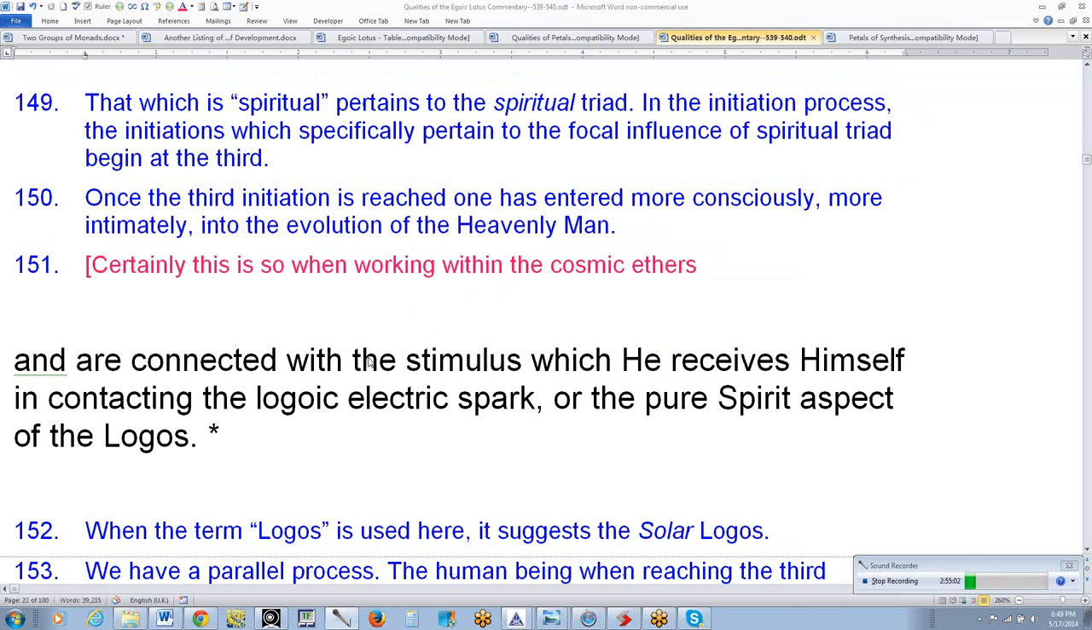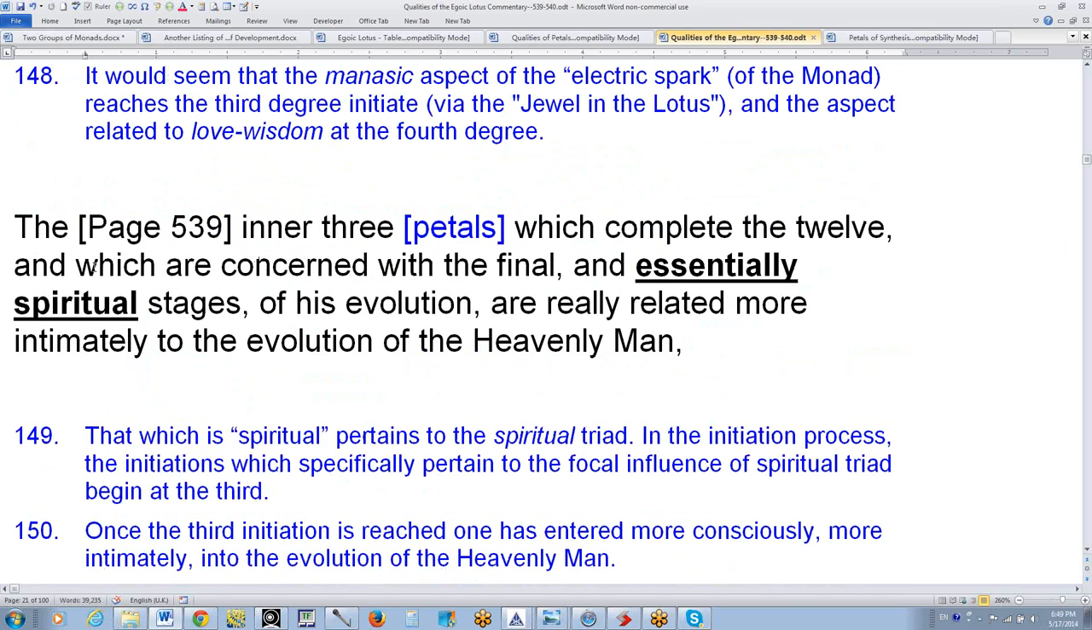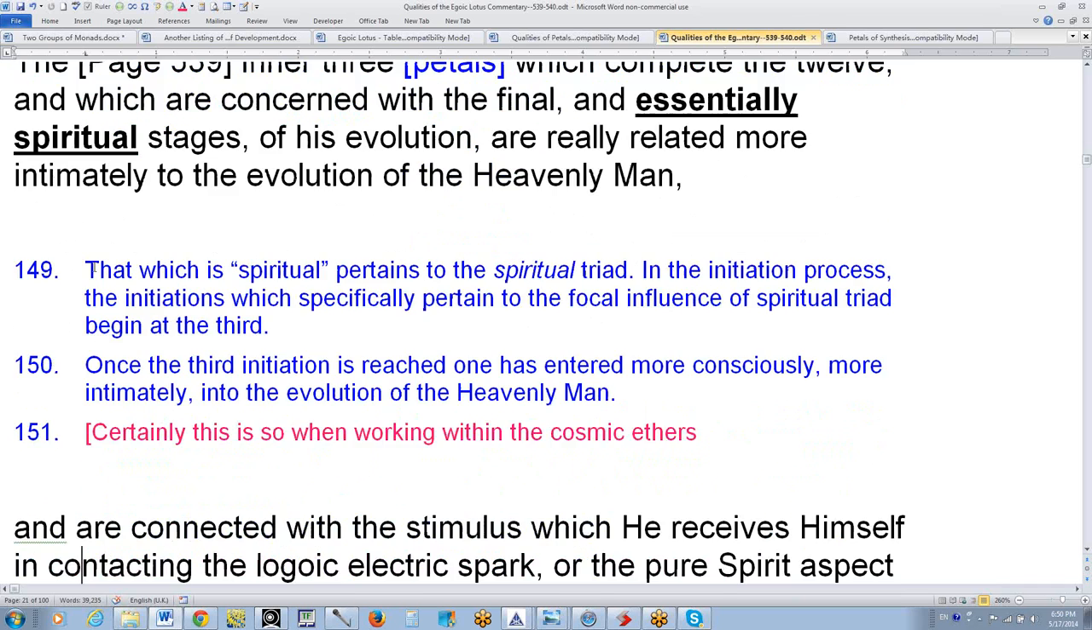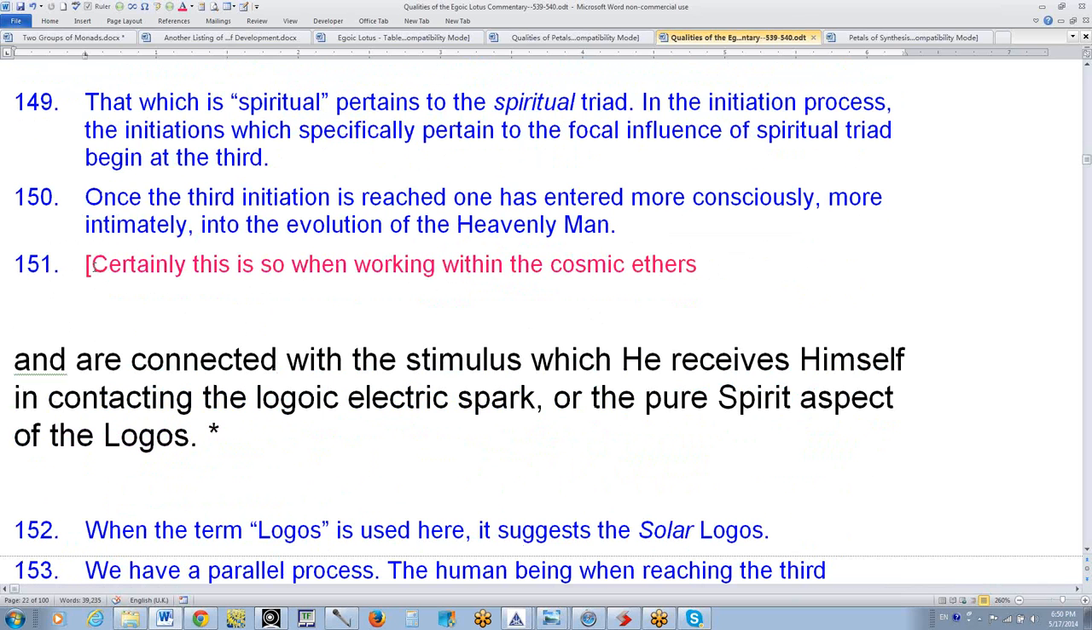So the term Logos is here used, but if we look at the sentence connected to the one above, we see that the inner three petals, which complete the 12, and which are concerned with the final and essentially spiritual stages of his evolution, are really related more intimately to the evolution of the heavenly man and are connected with the stimulus which he, the heavenly man, receives himself in contacting the logoic electric spark, or the pure spirit aspect of the Logos. So this is a very deep statement.